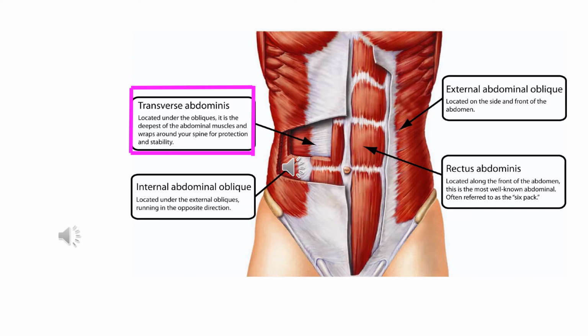This is the transversus abdominis. Its main action is to compress and support the abdominal viscera. This is the internal oblique. Its main actions are to compress and support the abdominal viscera and to flex and rotate the trunk. This is the external oblique. Its main actions are to compress and support the abdominal viscera and flex and rotate the trunk.